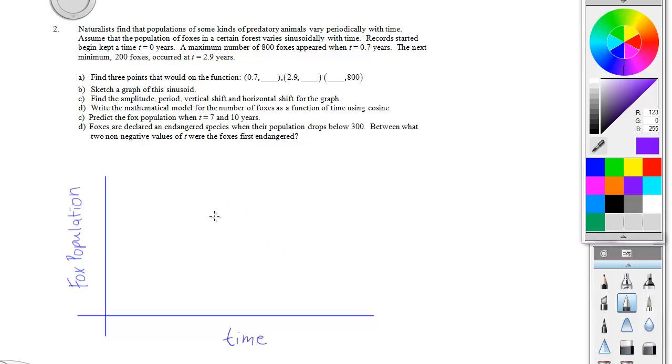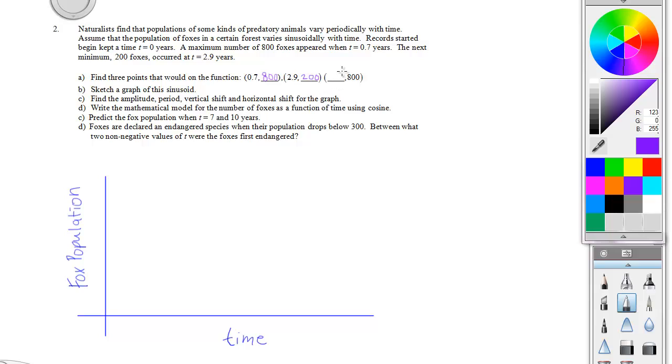So this problem is from the Trig Applications, problem number 2. And just to give you a few hints to make sure you get started okay. The key is to be able to read the problem and realize that at time 0.7 there were 800 foxes reported. So this is 800. And then if you keep reading, you can see that the next minimum of foxes, 200, occurred at 2.9. So at 2.9 years, there were 200 foxes.